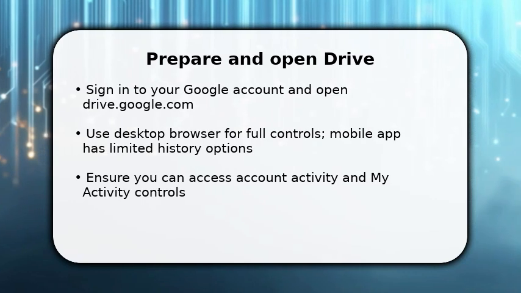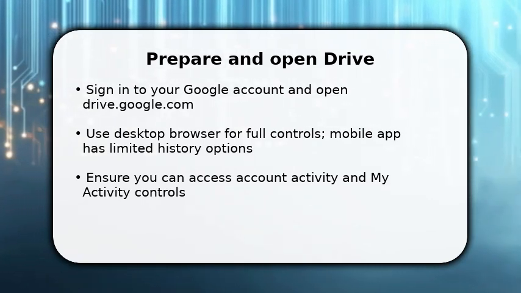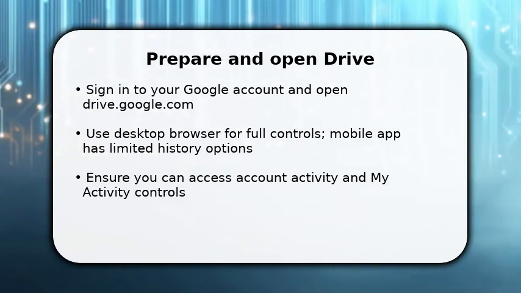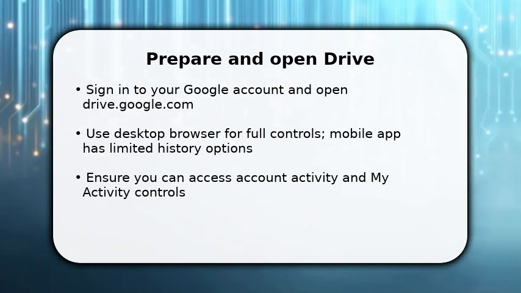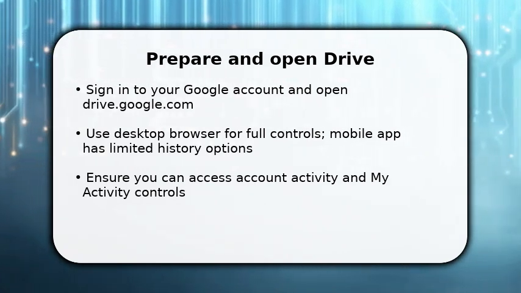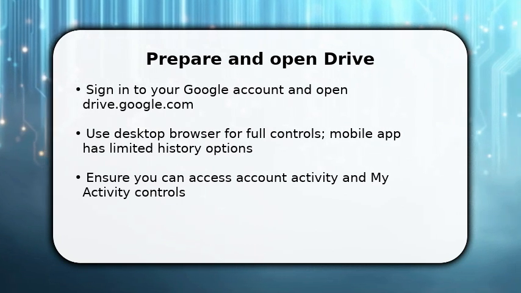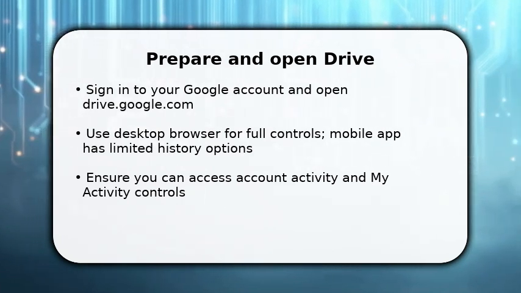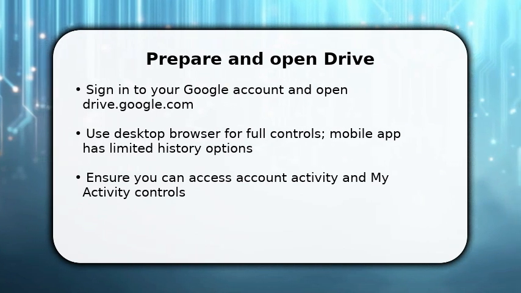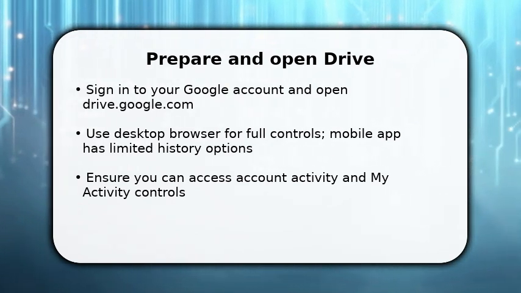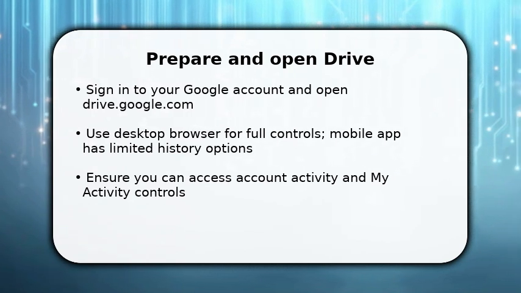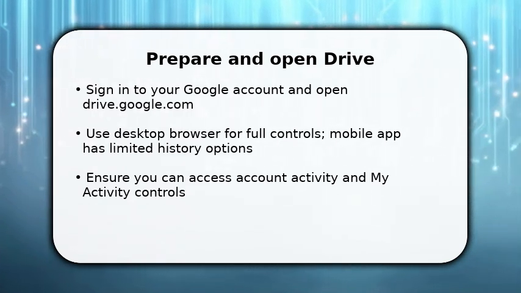You start by signing into the Google account that contains the Drive history you want to remove. Open Drive.Google.com in a desktop browser so you see the full activity and file list. The mobile app hides some controls. Once done, confirm you can access account settings and My Activity from the Google menu. This is where Drive usage logs and activity entries live.